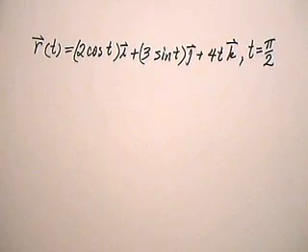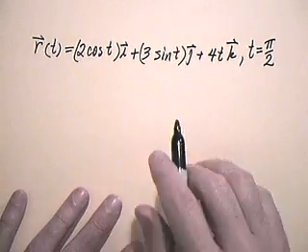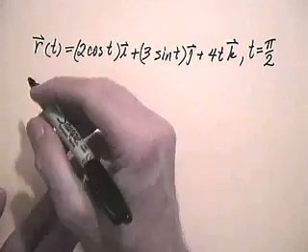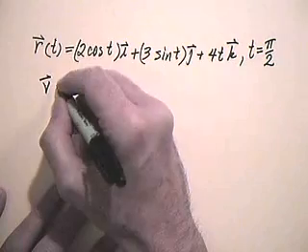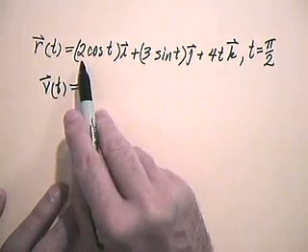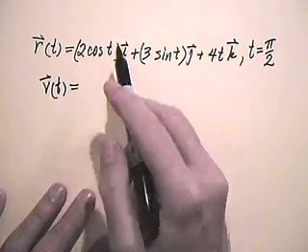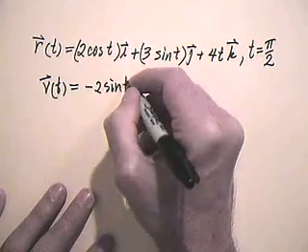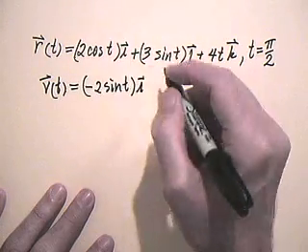Well, let's use differentiation to calculate velocity and acceleration for a vector-valued function. Here I have the vector-valued function r(t) equals 2 cosine t i plus 3 sine t j plus 4t k. So remember, to get the velocity v, all we do is differentiate the vector-valued function. The derivative of cosine t is negative sine t, so our first component will be negative 2 sine t i.